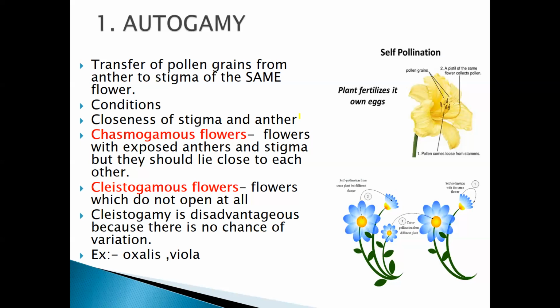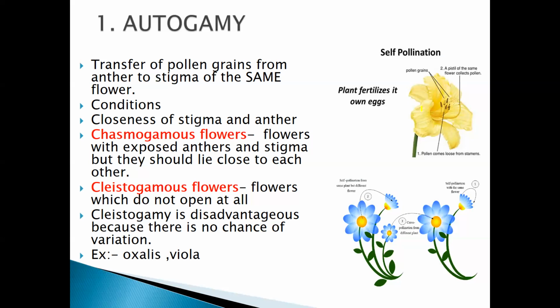So what is the difference here? Can you see the flower? Here self-pollination takes place, that is, the pollen grains easily move onto the stigmatic surface of the flower. According to these conditions, there are two types of flower: one is chasmogamous, one is cleistogamous. Now, what is this chasmogamous flower? Chasmogamous flowers are those flowers with exposed anthers and stigma, but they lie close to each other.